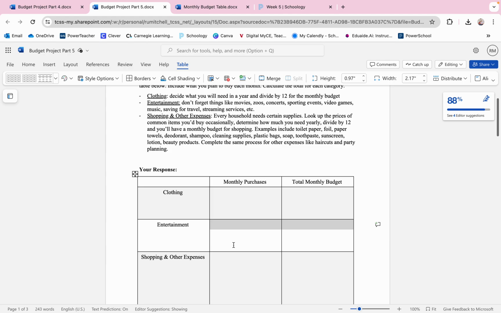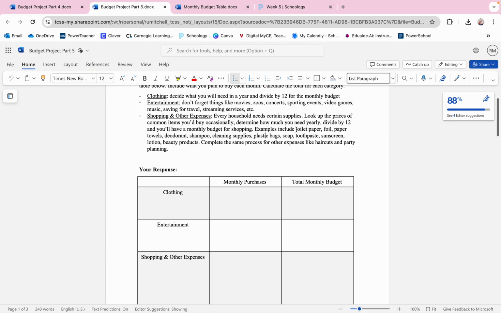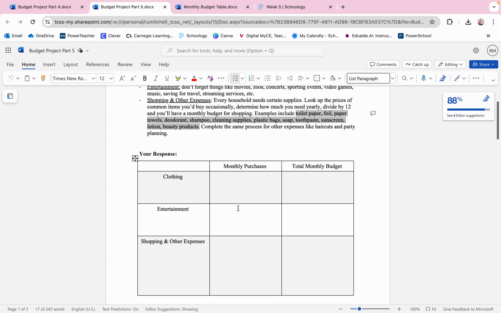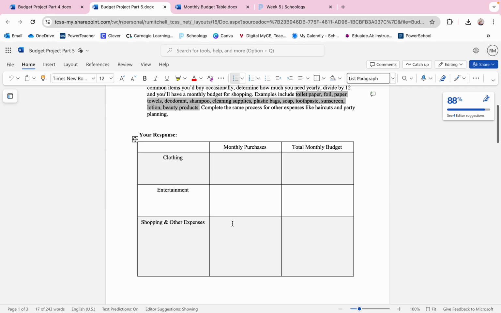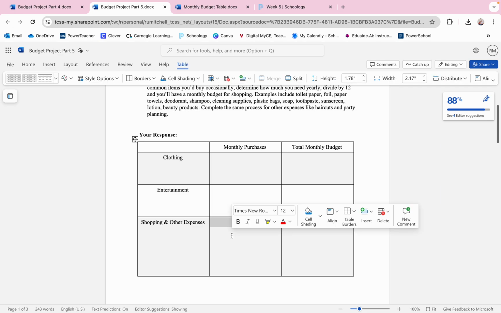Shopping and other expenses. Every household needs certain supplies. Look up prices for common items that you'll buy to determine how much you need yearly. Divide by 12 and you'll have a monthly budget for shopping. Examples include toilet paper, foil, paper towels, deodorant, shampoo, cleaning supplies, plastic bags, soap, toothpaste, sunscreen, lotion, beauty products. All of these things you need to include prices for in the shopping and other expenses part.